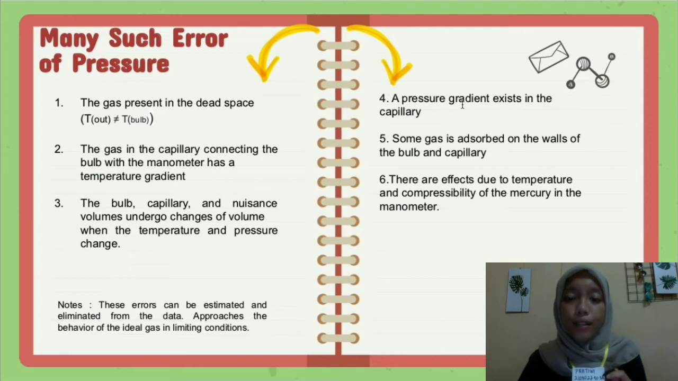Next, the fourth, a pressure gradient exists in the capillary. Fifth, some gas is adsorbed on the walls of the bulb and capillary. The lower the temperature, the greater the adsorption. And sixth, there are effects due to the temperature and compressibility of the mercury in the manometer. And for your information, these errors can be estimated and eliminated from the data by approaching the behavior of the ideal gas in the limiting condition.